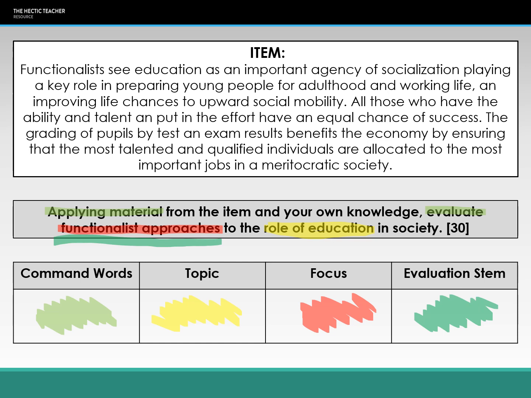So what would have been useful there is if we'd actually had it evaluate the usefulness of functionalist approaches, which is essentially what it's asking us. But for this question, the exam would have actually left out the usefulness side of things. So what the question is actually asking us is pretty straightforward. Are the functionalist approaches to the role of education in society, are they good or are they bad? Okay, so we've broken down the question. We're being asked, is it good or is it bad?